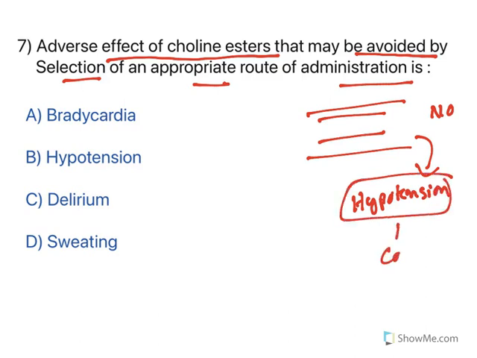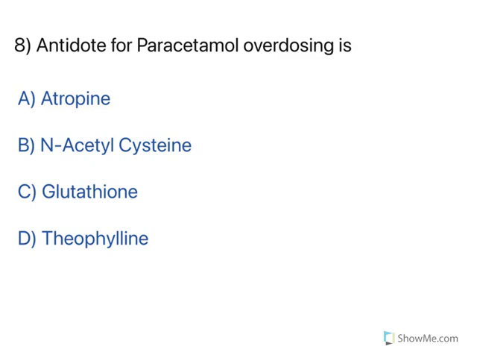Severe hypotension may cause coma and death also. So by changing the route of administration, you can change this particular adverse effect, hypotension, because that may result in coma and death also. So option B is the correct one. Moving to the next one.